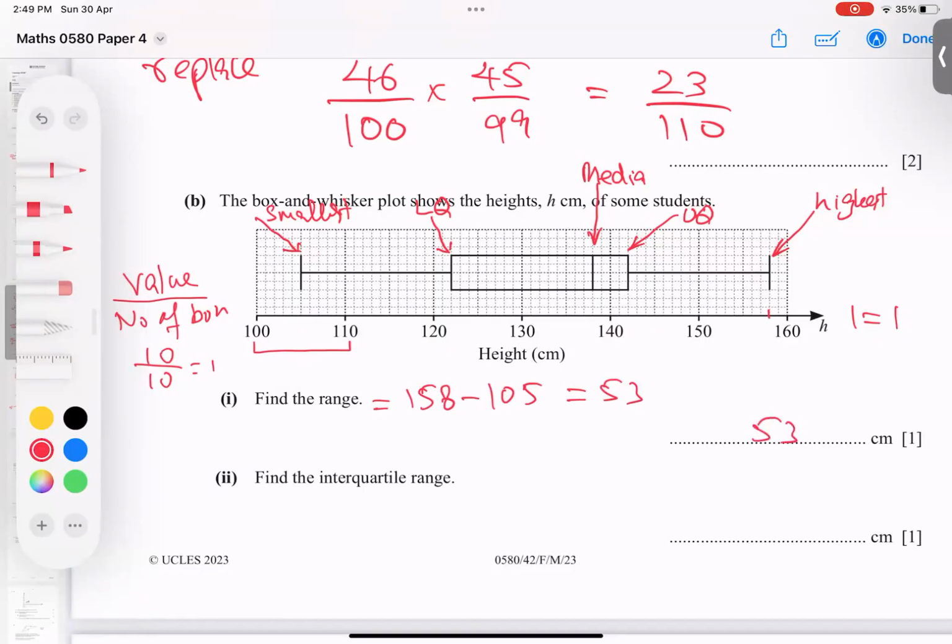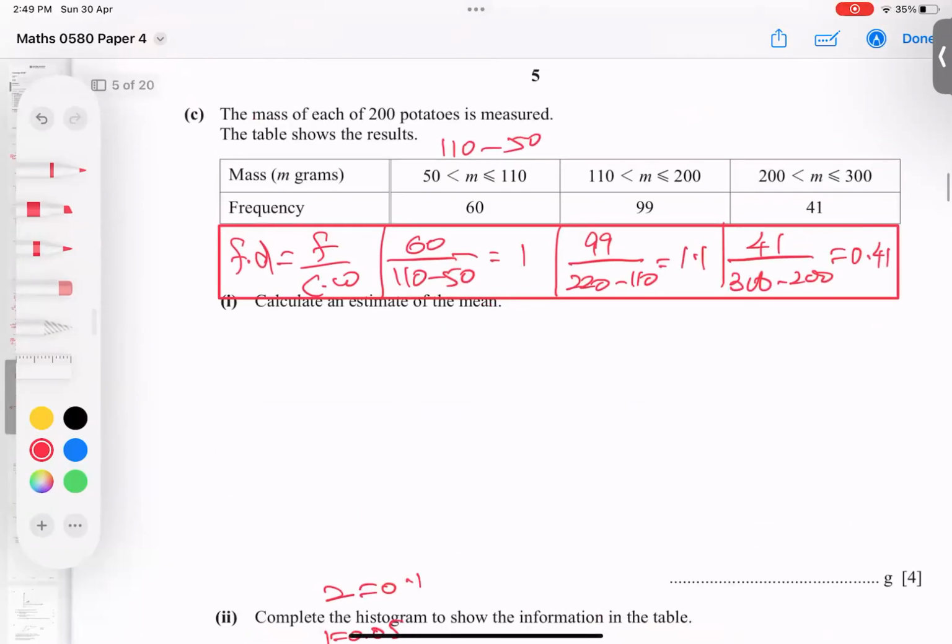Interquartile. What is the formula of interquartile? IQR is equal to upper quartile minus lower quartile. Upper quartile is this number, which is 142. And this lower quartile is 122. And the difference is coming 20. So Alhamdulillah Rabbil Alameen, I believe you understood the point.